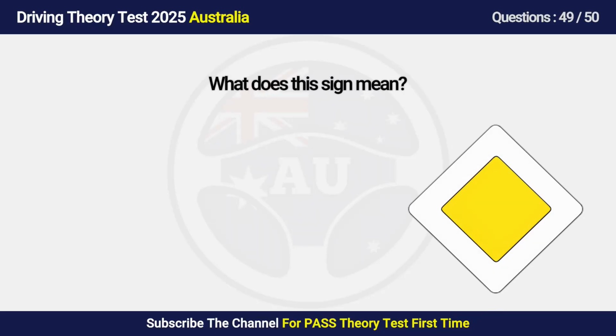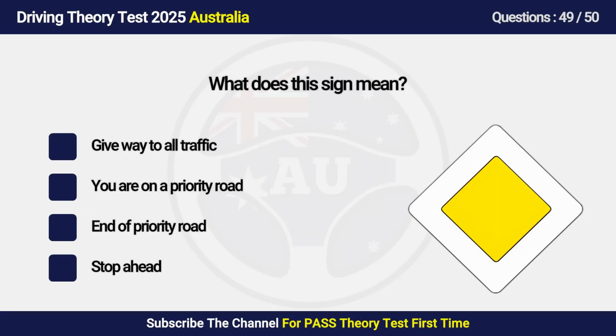Question 49. What does this sign mean? A. Give way to all traffic. B. You are on a priority road. C. End of priority road. D. Stop ahead.